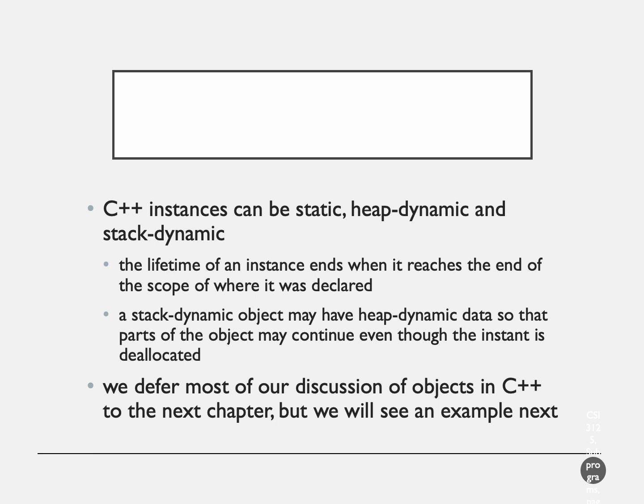Now there's also an important hybrid case, a stack dynamic object that contains heap dynamic members. So even if the object itself is destroyed when it goes out of scope, its heap allocated parts might persist unless properly cleaned up. This is a common source of bugs like memory leaks in C++.